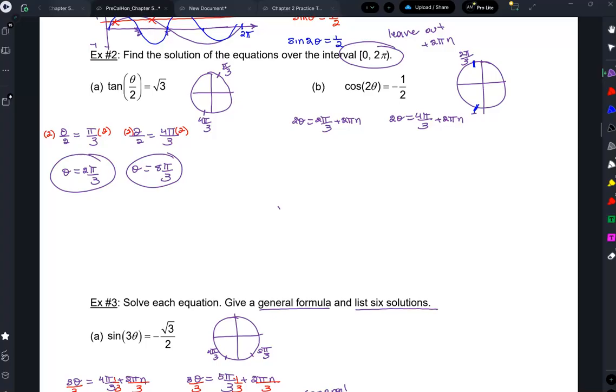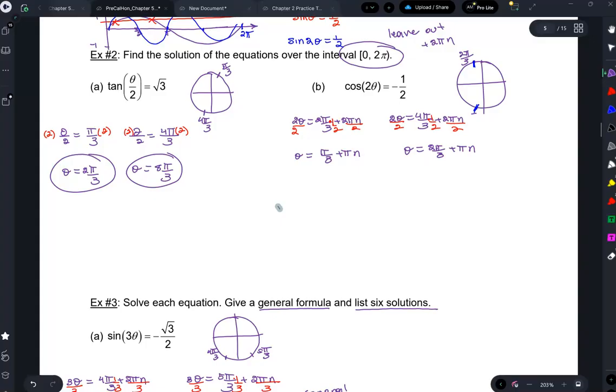Now let's solve for theta. How did we solve for theta last time? Divide by 2, which is the same as multiplying by 1/2. So theta is pi over 3 plus pi n, and then 2 pi over 3 plus pi n.